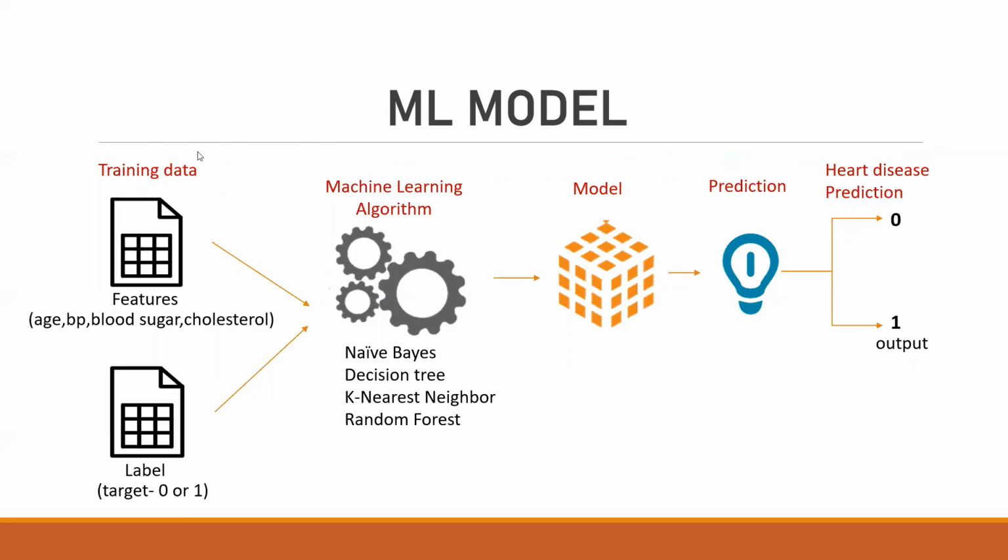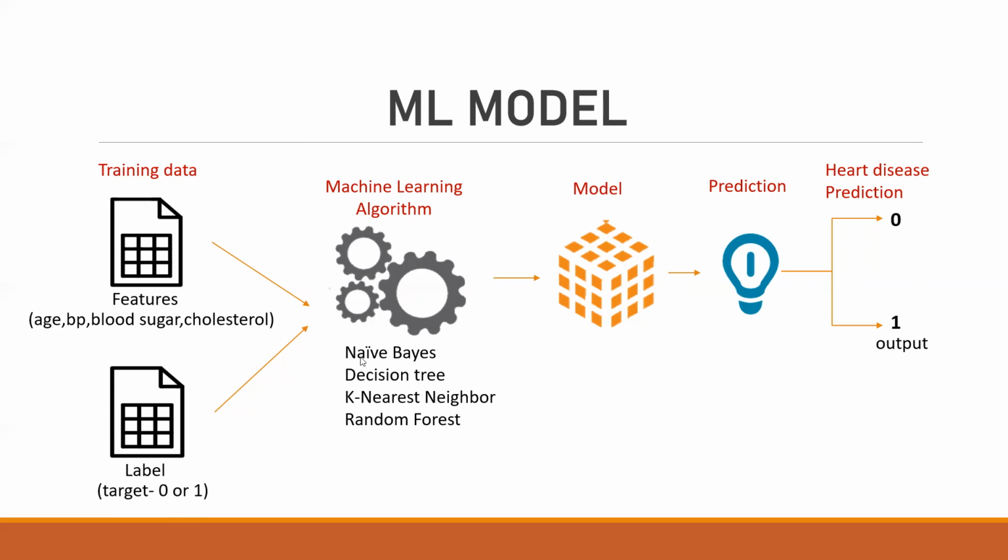This is the ML model. Outline of the ML model is given by this. At first, the training data, which consists of features such as age, BP, blood sugar, and cholesterol, and the label, which consists of target variable, that is 0 or 1, is fed as input to a particular machine learning algorithm.